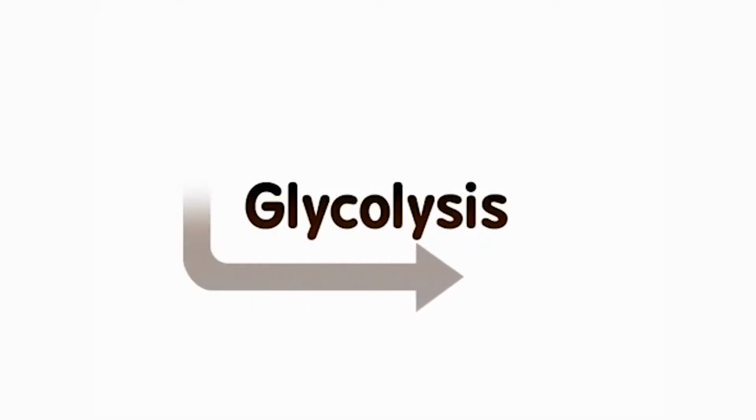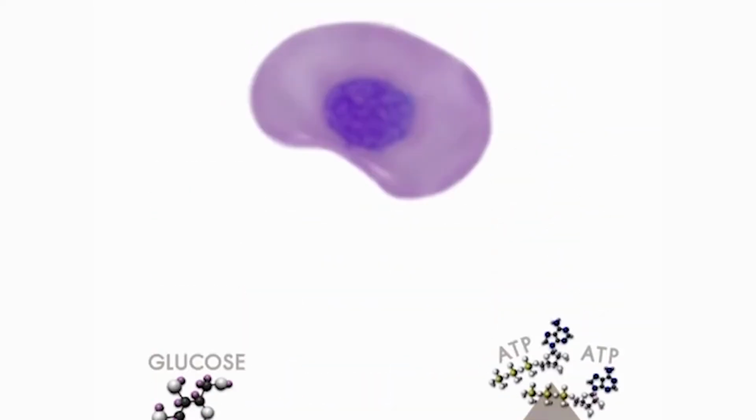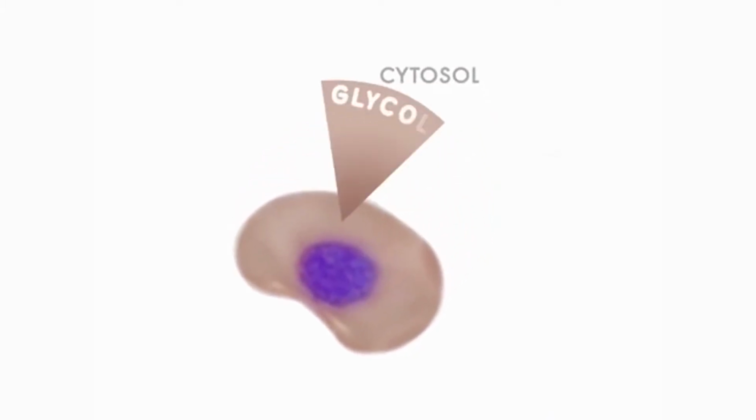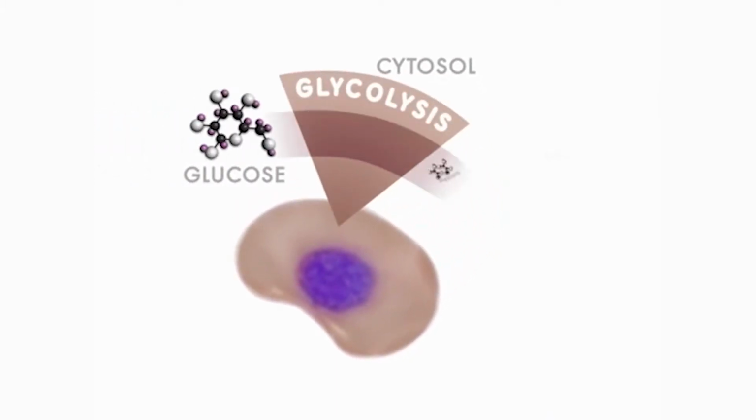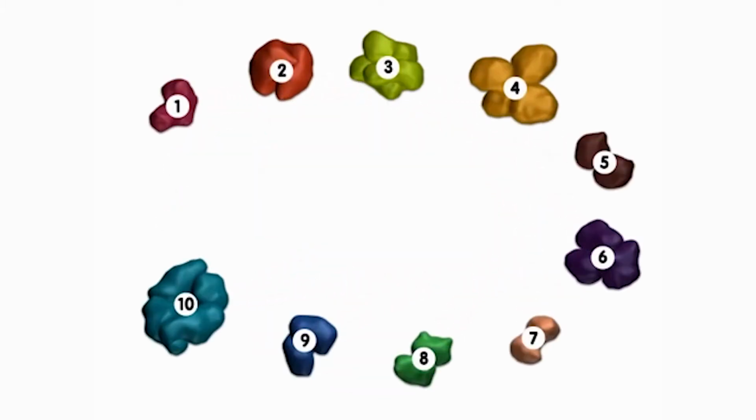Glycolysis, which means breakdown of sugar, is the first stage of cellular respiration. This process occurs in the cytoplasm, and what it does is that 6 carbon sugars are oxidized and broken down into pyruvate, also producing ATP.